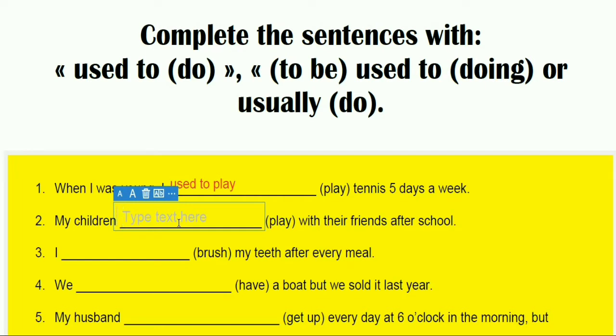In the present, right? Usually play. My children usually play with their friends after school. So it's the present simple.